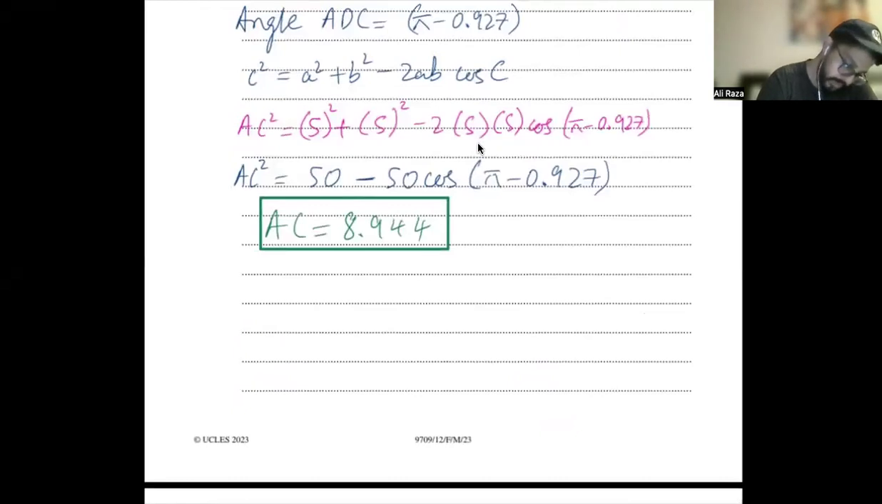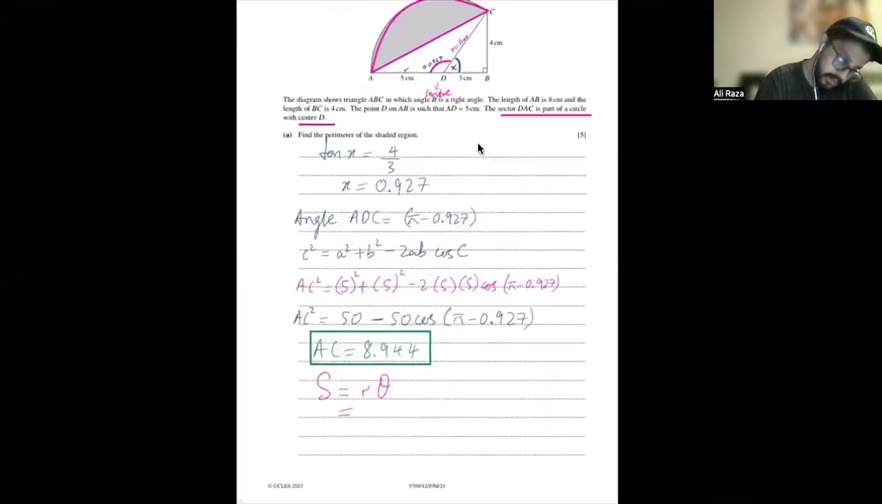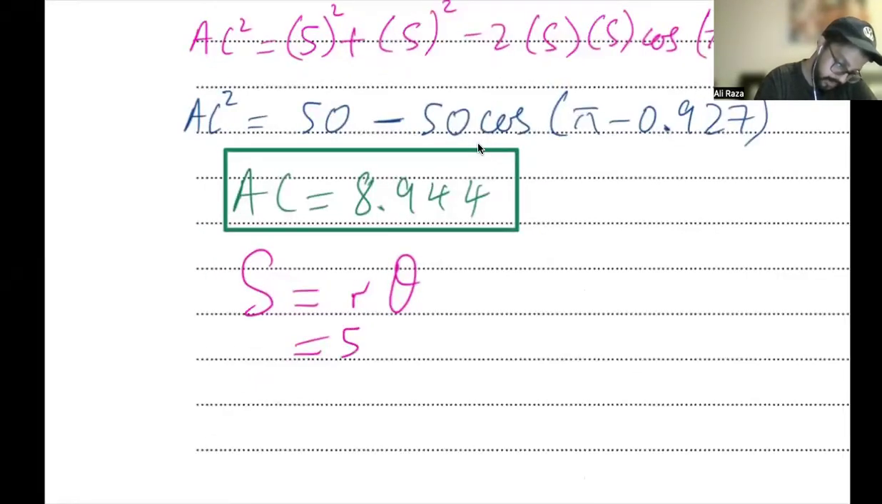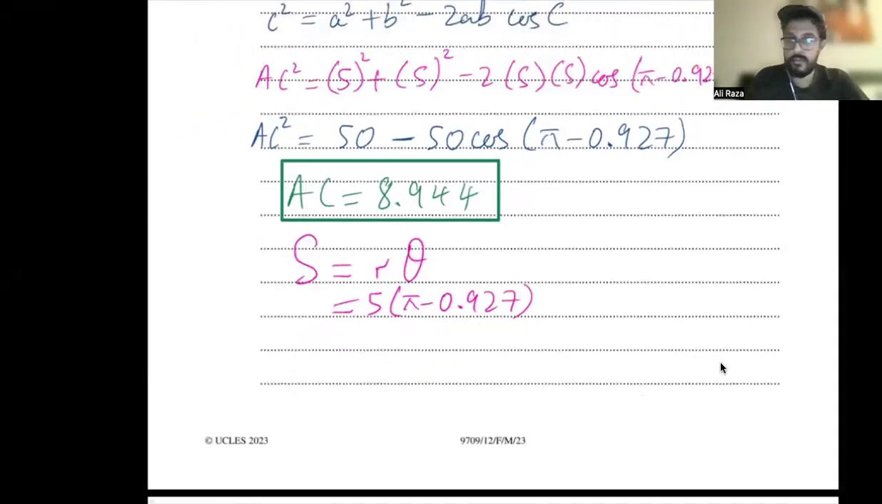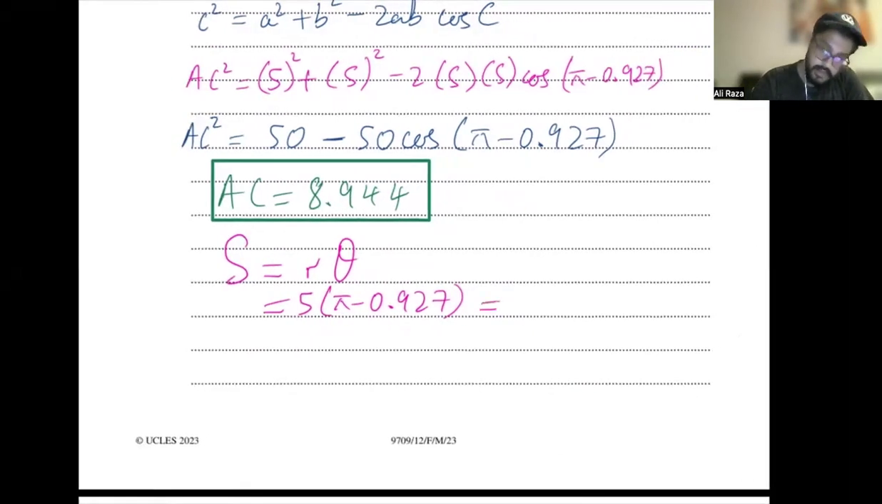The arc length would be S is equal to radius times the angle, which in this case would be 5 multiplied by pi minus 0.927. This comes out to be 11.07 centimeters.